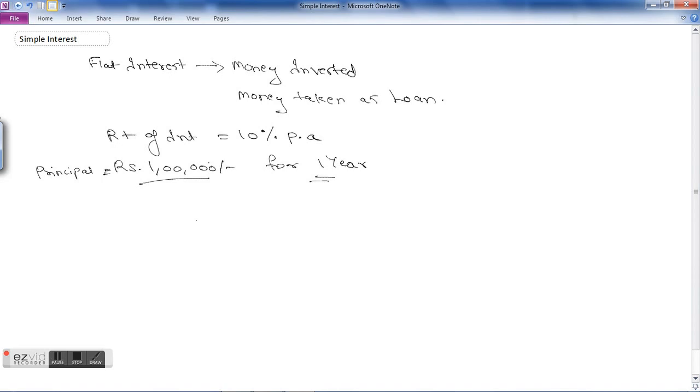Now when you say the simple interest, the amount of interest will be your 1 lakh, that is your principal amount, into 10%, that is 10 divided by 100, and the money has been kept for 1 year, so into number of years. 10% will be the interest you receive for 1 year, so into number of years, that is 1 in this case. So your interest will be how much? 10,000.